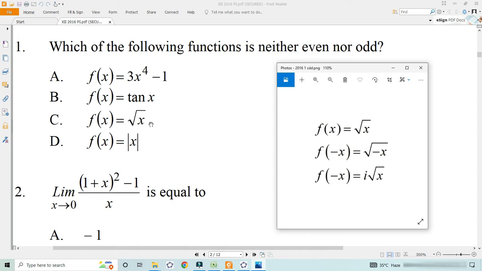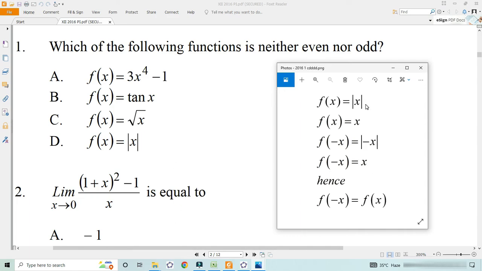To confirm the answer, let's verify last function. We know that absolute value of x पॉजिटिव x के ही इक्वल होता है, लेकिन जब हमने x की जगह नेगेटिव x पुट किया तो वी नो दैट नेगेटिव x का भी एब्सोल्यूट वैल्यू पॉजिटिव x ही होता है, which satisfies the condition of even function. So it confirms that C is the correct answer.